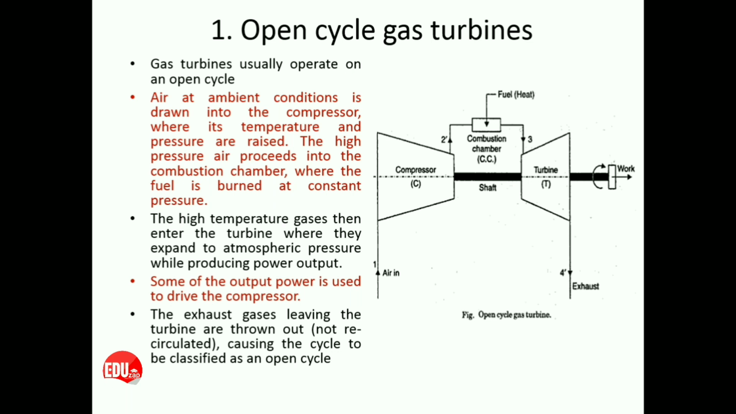Now from the combustion chamber the hot gases are given to the turbine, and this turbine gives some external work output which will be taken out. Then the hot gases, after giving work, are exhausted through this point. Since it is given to the atmosphere itself, it is an open cycle.